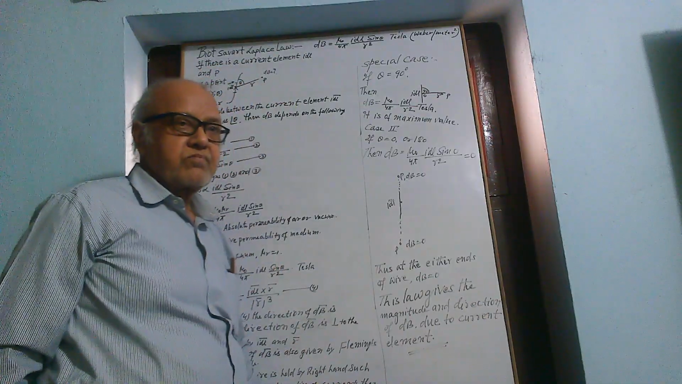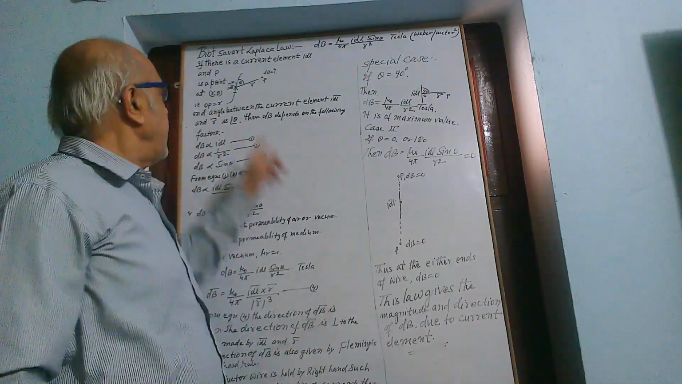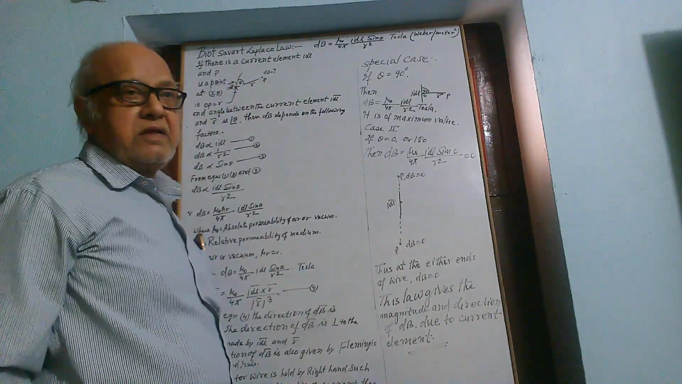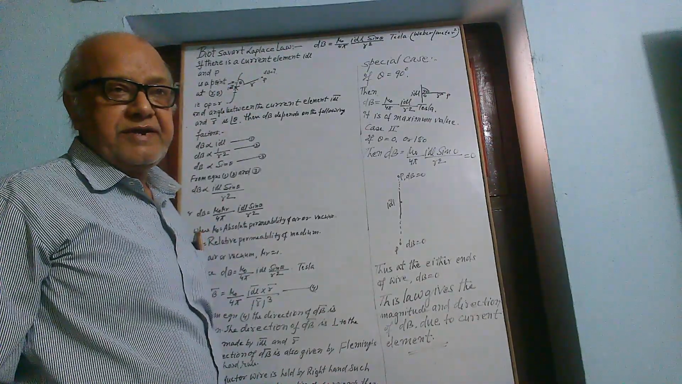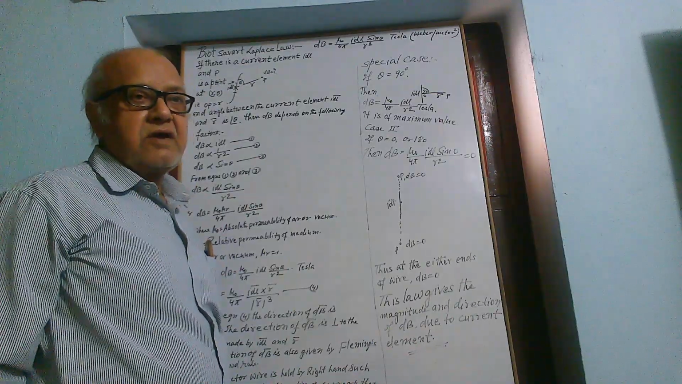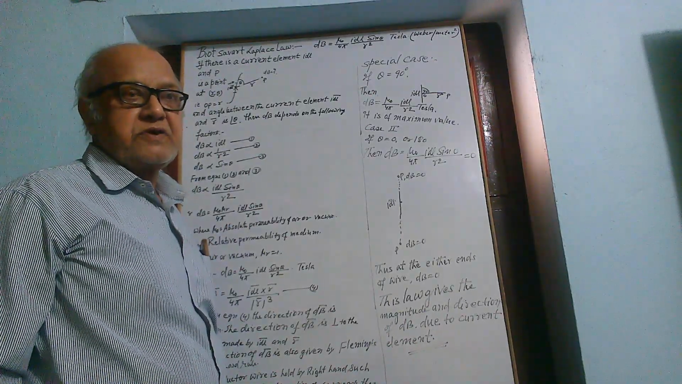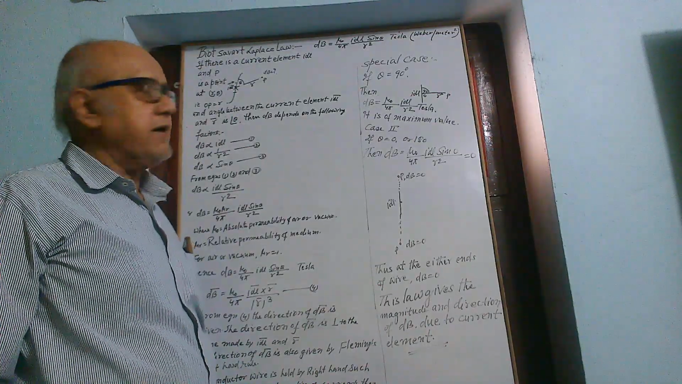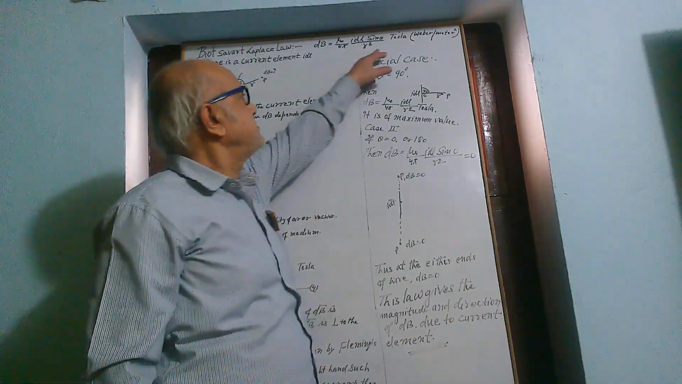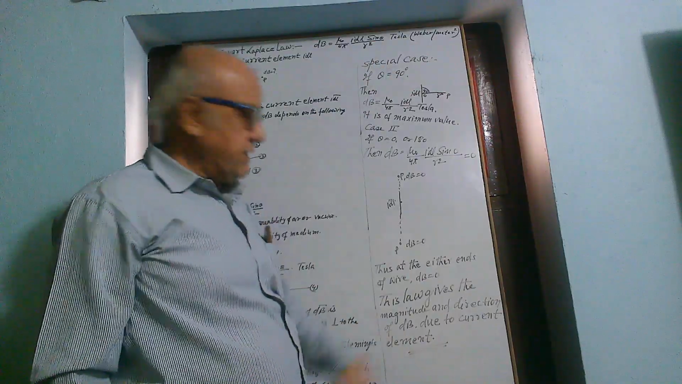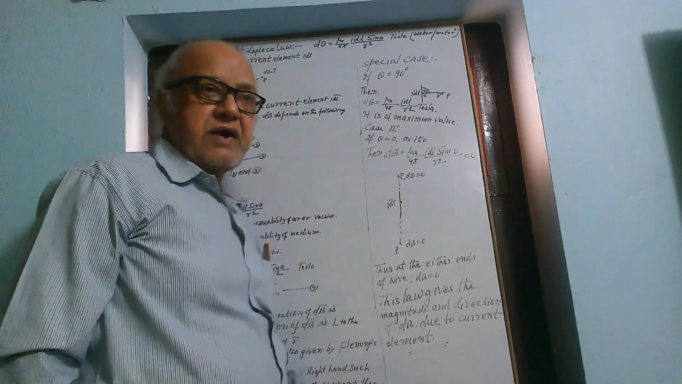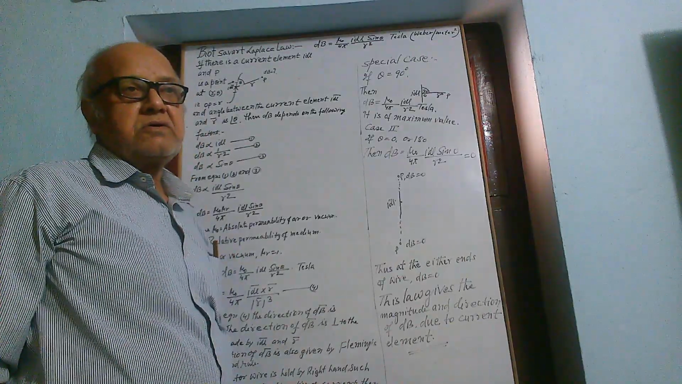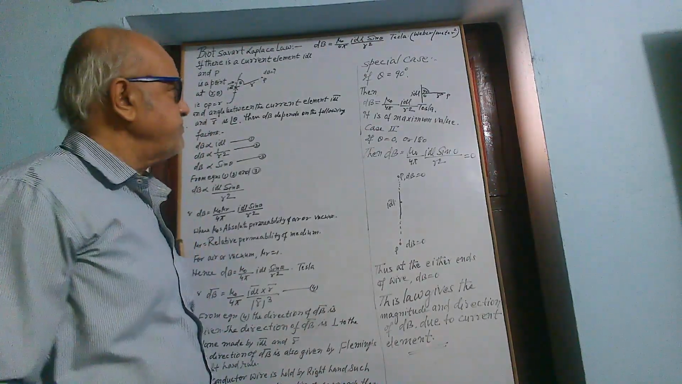Here theta is the angle between the direction of the current element and the direction of r. OP is equal to r, and the angle between these two lines is theta. This formula was given by Biot and Savart Laplace, so it is called the Biot-Savart Laplace law.